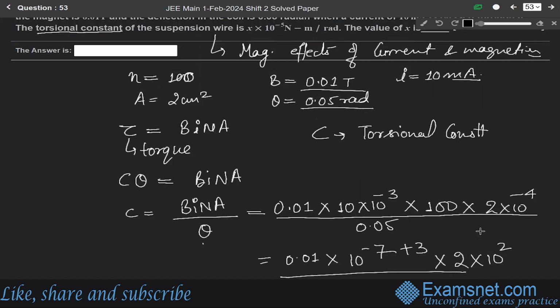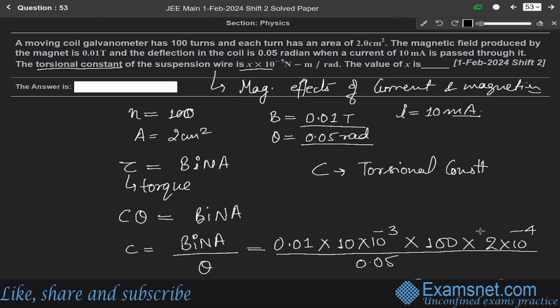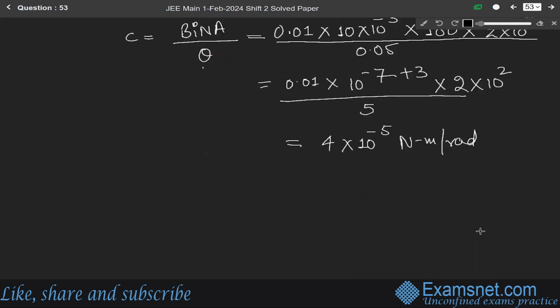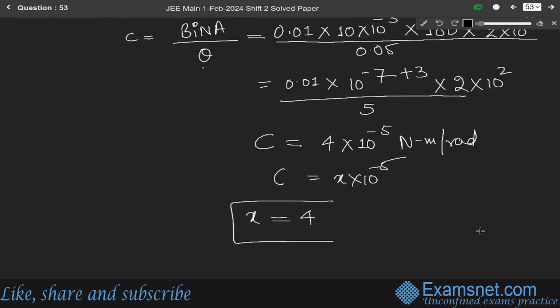Now comparing it with the equation given in the question, x into 10 to the power minus 5. So comparing it with x into 10 to the power minus 5, we get x is equals to 4. So this is our final answer.